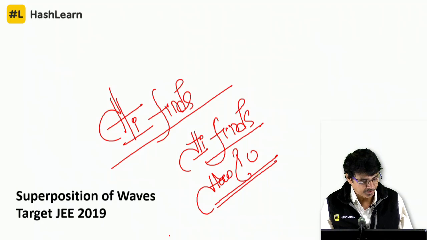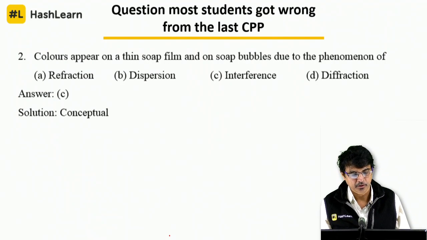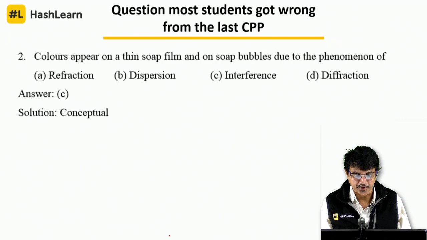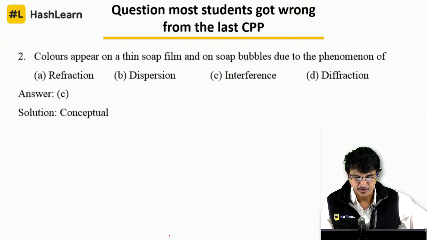So, today let us start the session by looking at the previous question given in the previous session. Colors appear on a thin soap film and on soap bubbles due to the phenomenon of... majority have written the wrong option. It is due to the thin film interference.